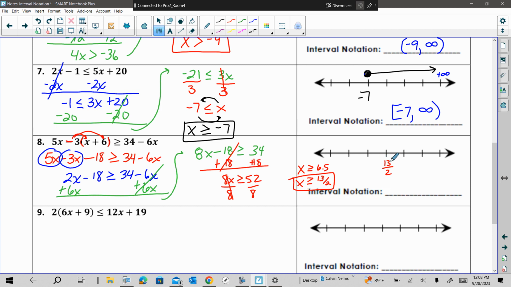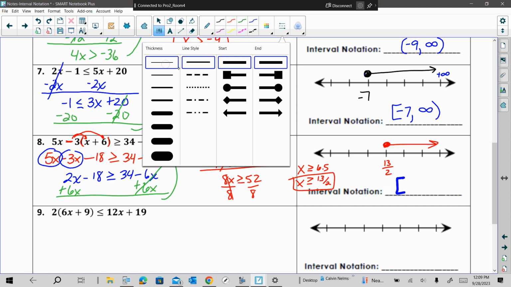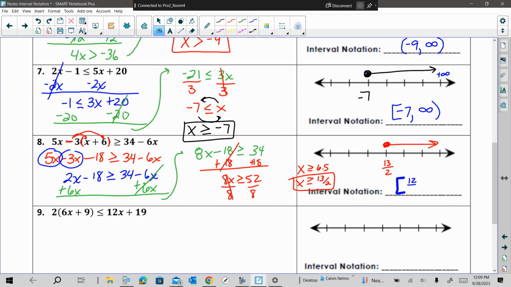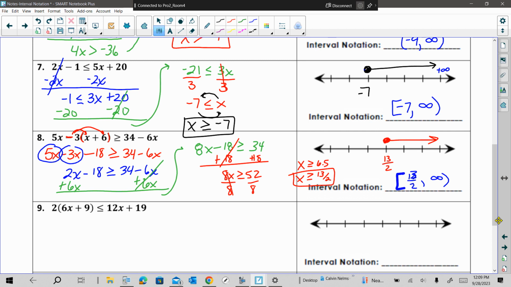We need to have a closed dot because it has that equal to sign, and then it's pointing to the right. So closed dot means we're going to have a bracket to start with. We're going to have that 13/2, and then it's going to be positive infinity. All right, so let's get that down.